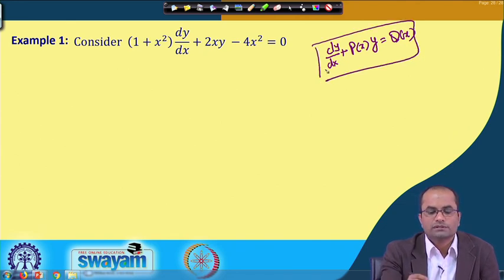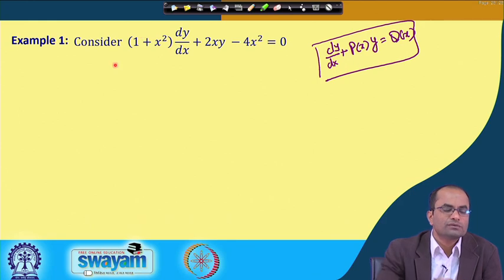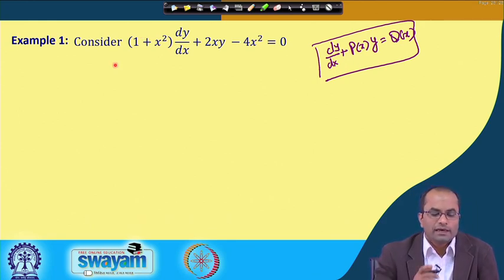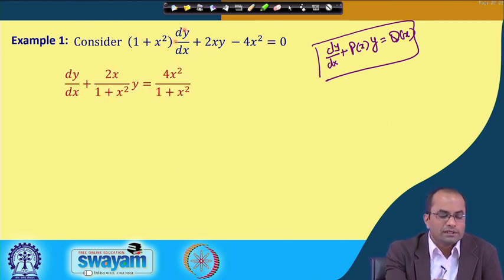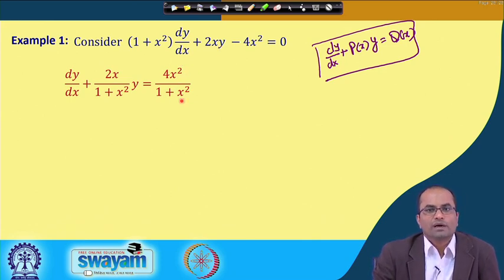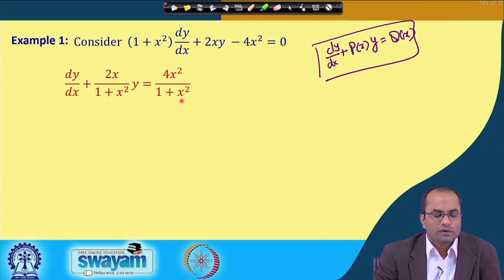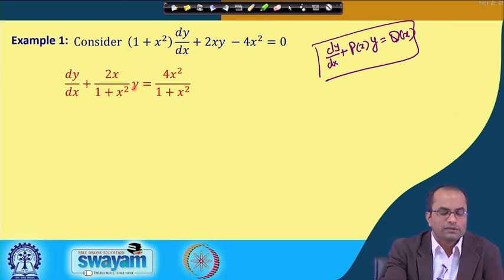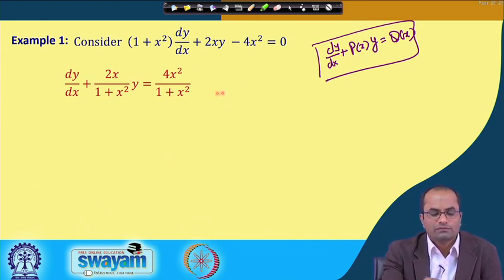So, we will put it into this standard form, meaning we just need to divide by 1 + x², and the −4x² we can take to the right hand side. That means the equation is dy/dx + 2x/(1 + x²) y = 4x²/(1 + x²). This equation is indeed in linear form, linear in y, because we have a y term here, and this coefficient is a function of x alone. So, this is like p(x) in the standard form, and the right hand side corresponds to q(x).